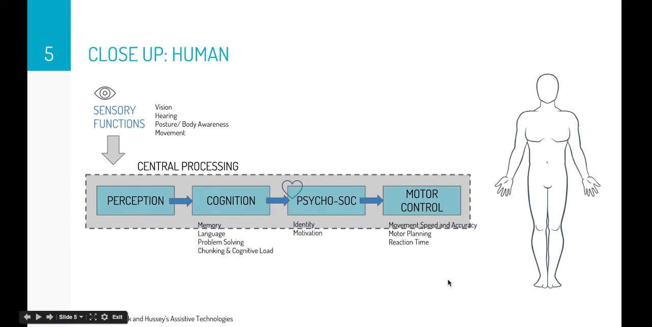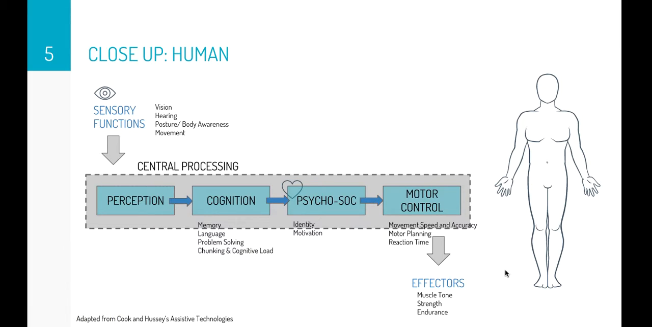And then motor control, motor planning. Can you execute what it is that your brain wants to do? And the effectors relate to your muscle and your physical ability to move. Sometimes students with cerebral palsy have a hard time controlling their tone and their strength, or they fatigue quickly. So that's a little bit about the human.